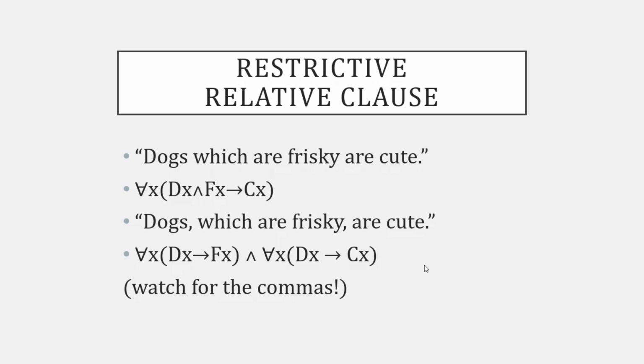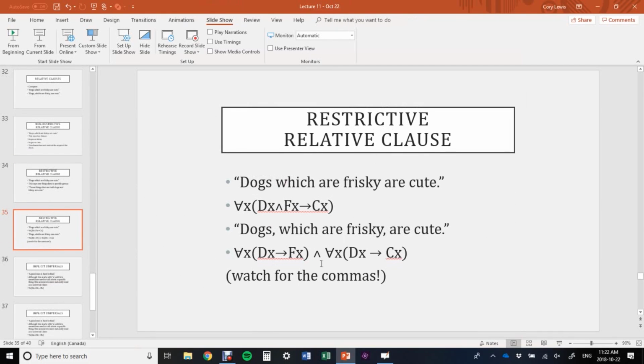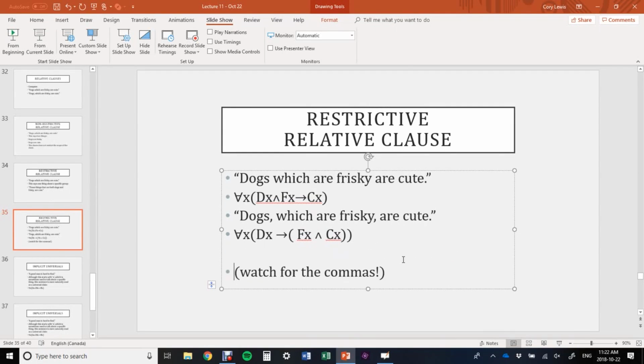Okay. Can you repeat for me? Yes. So I did for all x, Dx, condition, bracket, Fx and Cx. And that's it. Okay. So notice, technically it's still a conjunction.